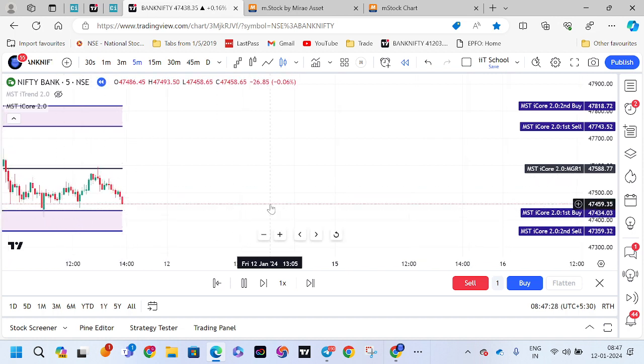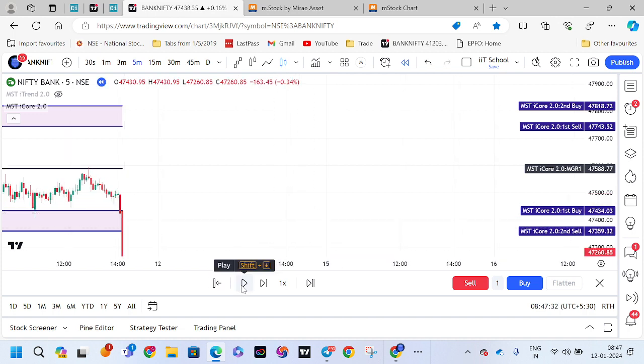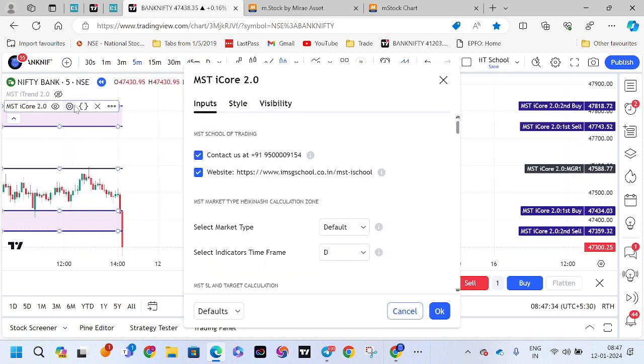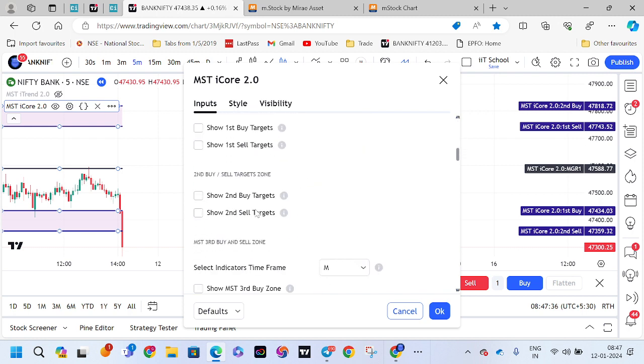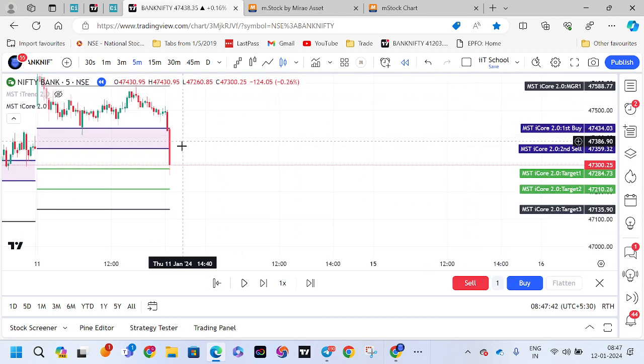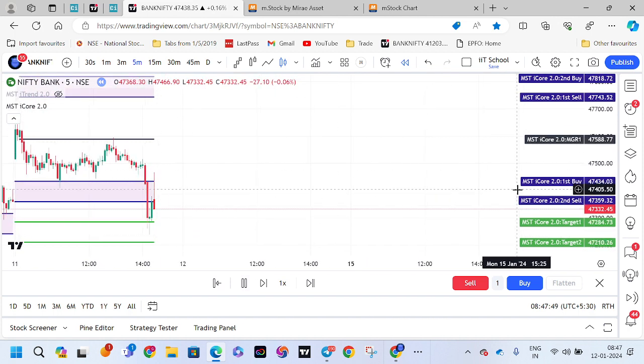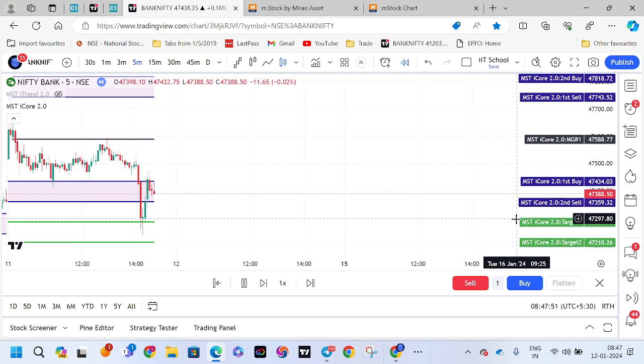Now it is reversing. If it is reversing, we have to go for the second sell. That's very simple. If SL hit, go for the second sell. I am enabling the target also. See exactly our target, second sell target also hit. If again it is going up to the level of 47,434, again we can buy.